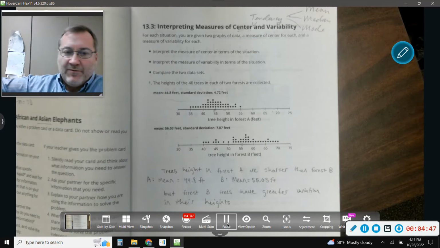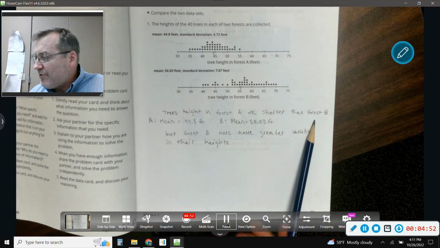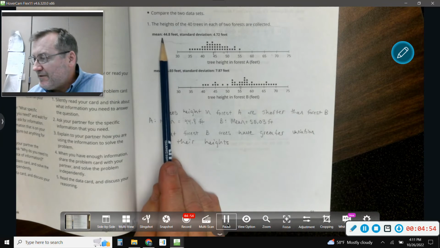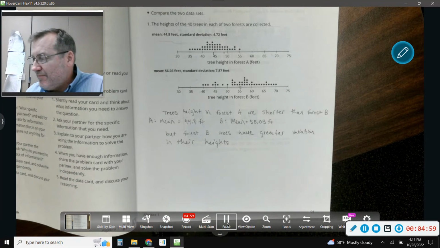Okay, and so interpret this. Well, let's see what we got written down here. It says tree height in forest A is shorter than B. Yes, because the mean is 44 versus 56. The tree height in A is shorter than B.